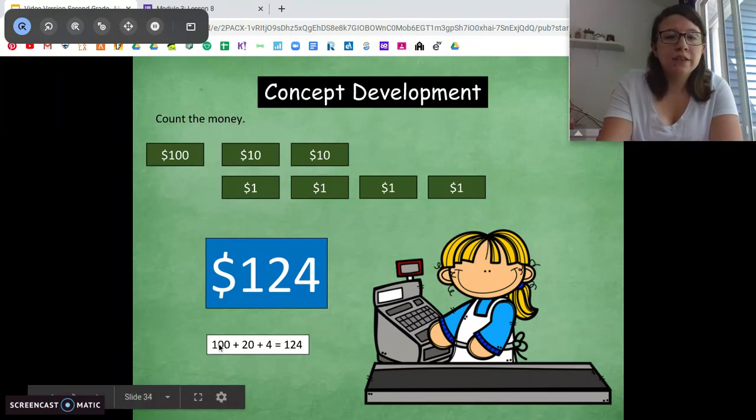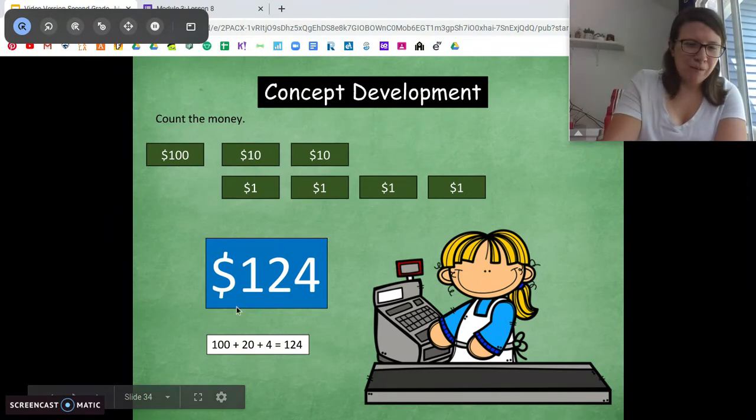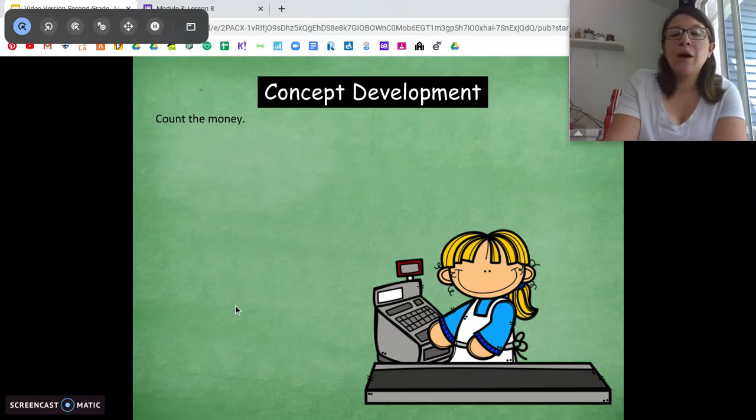So you can see this little addition problem down here. We have 100 plus our 2 tens for 20 plus our 4 ones for 124. What's this called again when we break down our number into an addition sentence? What form is that? Expanded form, very good.